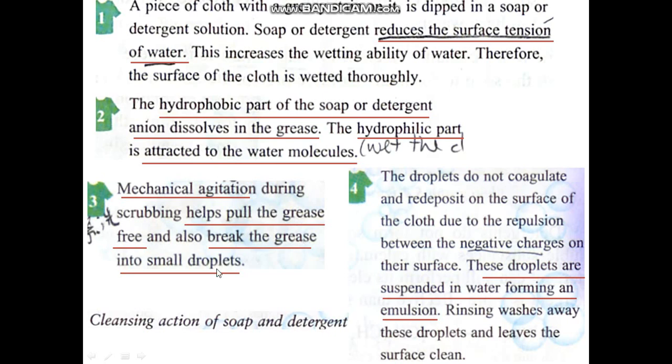Originally the stain is in big pieces. Now when you rub like this, the stain is pulled out from the cloth and becomes smaller pieces. Next sentence: these smaller droplets are suspended in water, forming an emulsion. This is the last sentence. So next, calculate first, second, third, fourth, and fifth. So here, totally 5 marks.